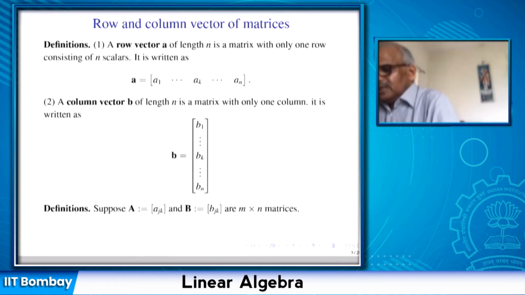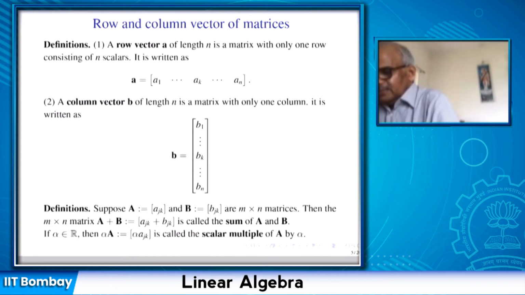But many times, because of lack of space, a column vector can be written in terms of a row vector by taking its transpose. So we will come to that later. So suppose we have two matrices of the same size, okay, m by n matrices. Then the sum is written as A plus B. And just like vectors, we add the corresponding entries. That is the sum. And the scalar multiple of a matrix is defined for alpha a real number.